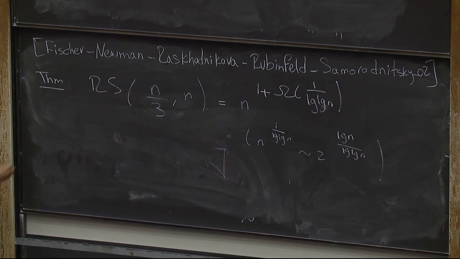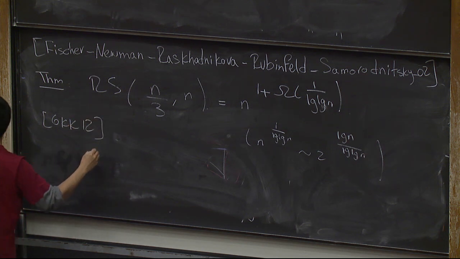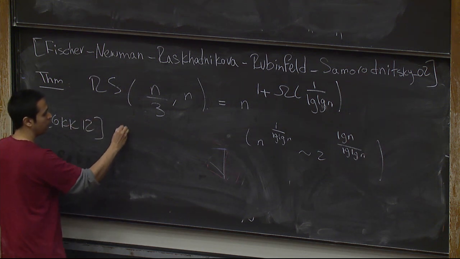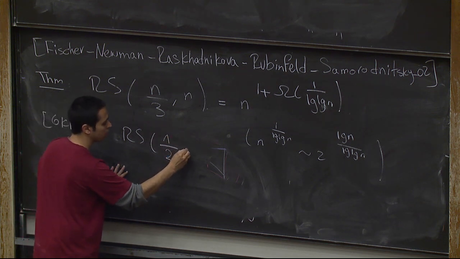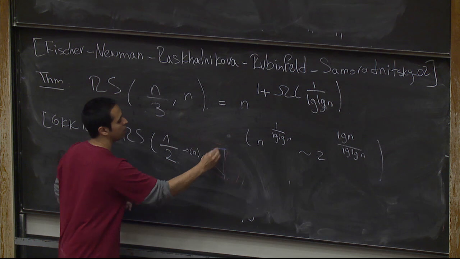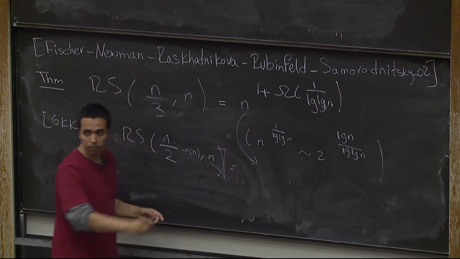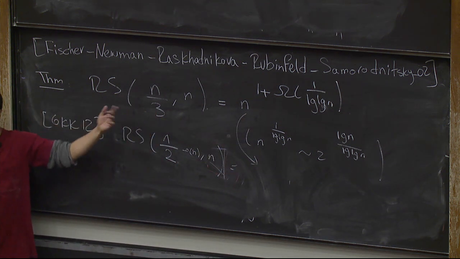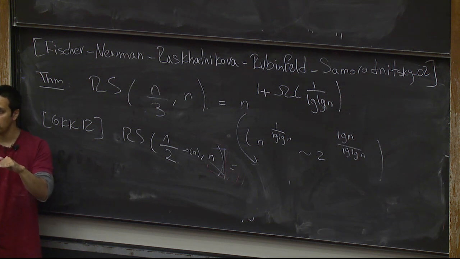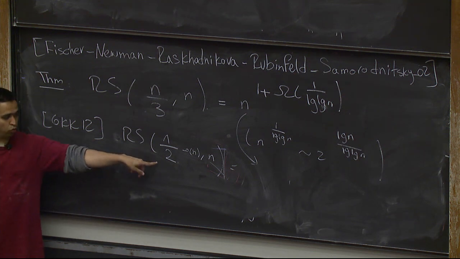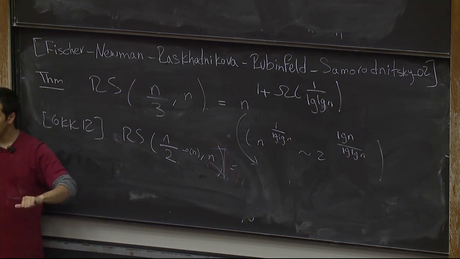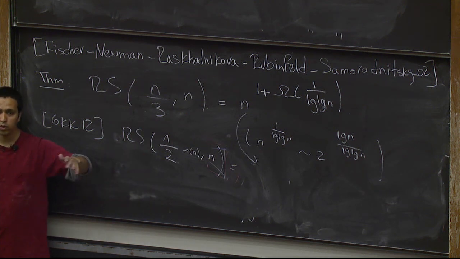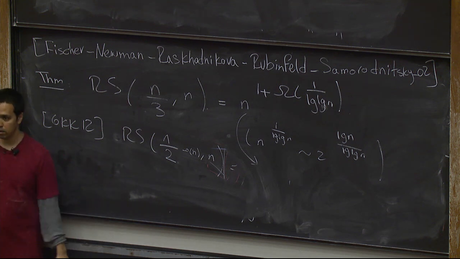And in fact, there is a follow-up, this GKK12 paper that I mentioned, that says the same thing with n over 3 replaced by n over 2 minus a small o of n. So n over 3 is not magical. You can actually make it all the way to n over 2. N over 2 is magical. You cannot go above this. If you go slightly above this, we know that you cannot pack such dense graphs.